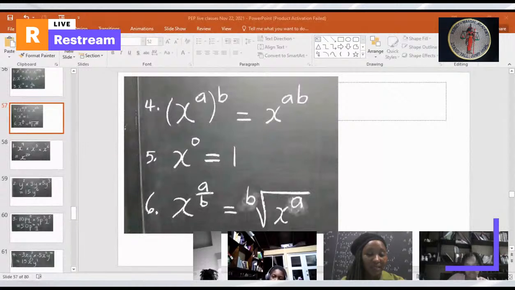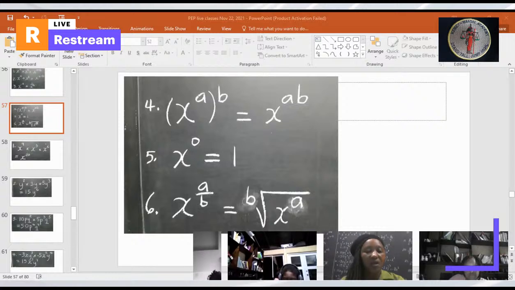Keep the base and multiply the powers. Number 5, x to the power of 0 is true for any number, variable, term. Any number raised to the power of 0 is 1. It doesn't matter how big the number is, or if it is negative or positive. Once it is raised to the power of 0, the answer is 1.